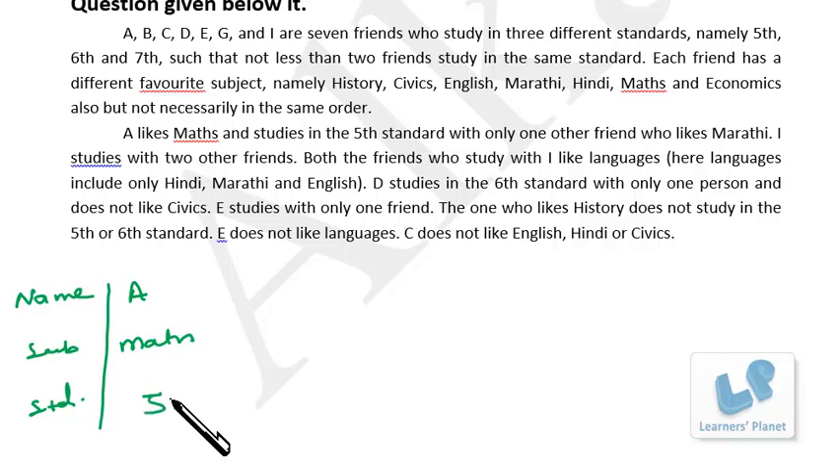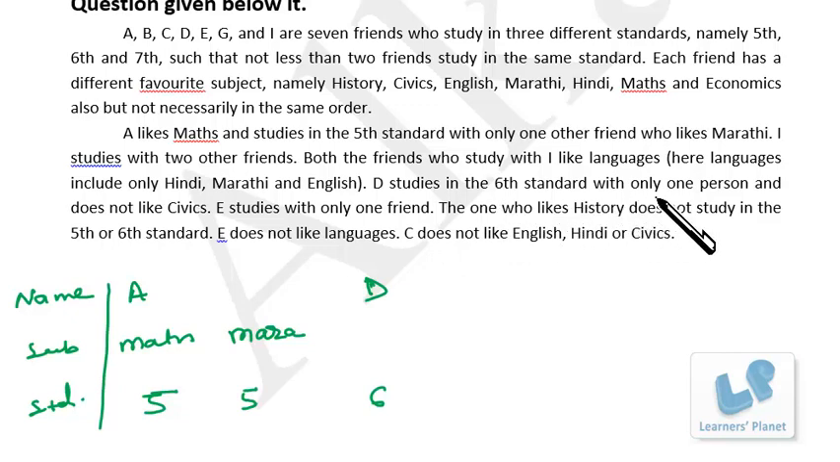Maths and studies in 5th standard with only one other friend who likes Marathi. Okay, so the other one is in 5th standard and that's Marathi. And only 2 students are there in grade 5. Both the friends who study with I like languages. Here languages include only Hindi, Marathi and English. Okay, so there are 3 people. D studies in the standard 6 with only 1 person. Okay, so D is in standard 6. That means I with these 2 people, they study in grade 7.